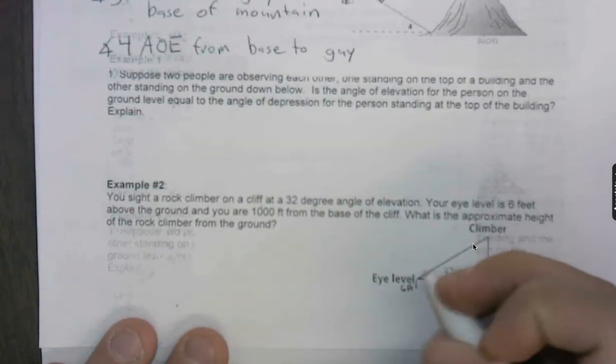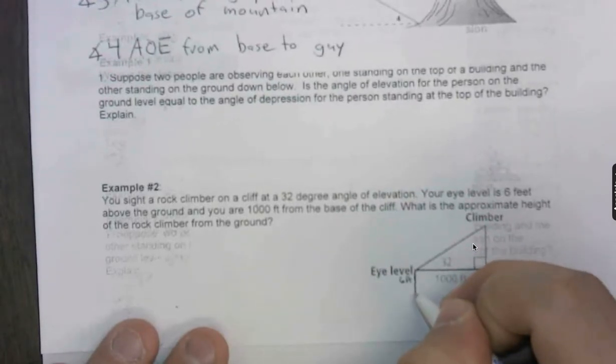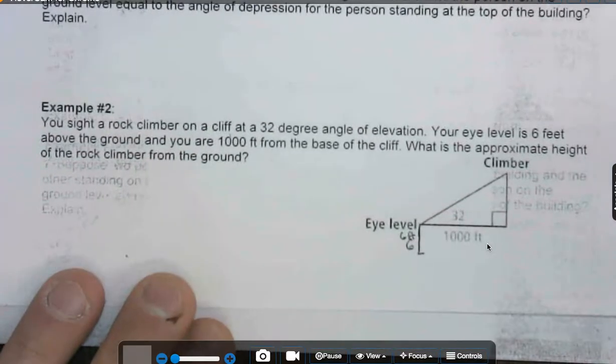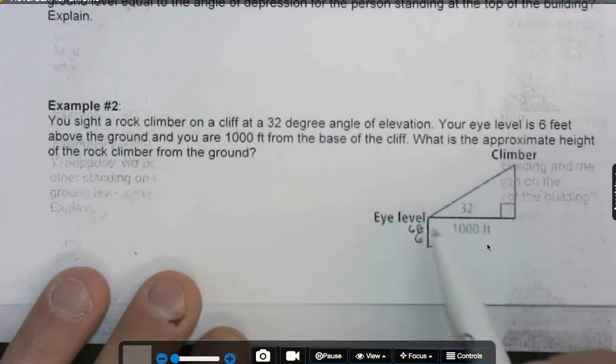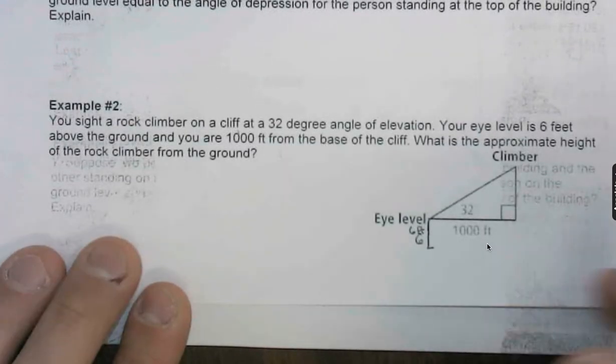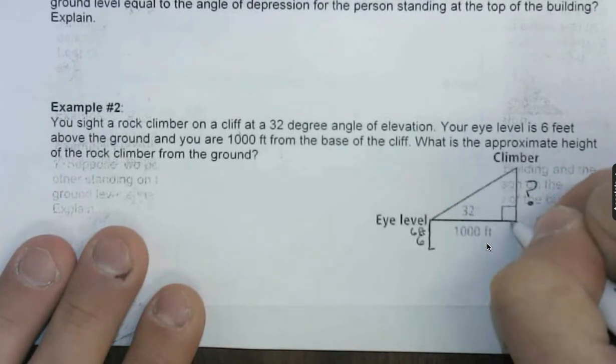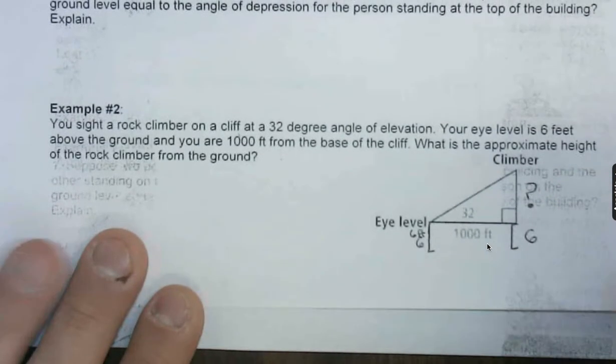All right, well, recall that our eye level is 6 feet above the ground, which will be important soon. We know that we're 1,000 feet from the base of the cliff. We know it's an angle of elevation of 32 degrees. The approximate height of the climber from the ground. Well, I know the climber is way up here, and there's an additional 6 here.